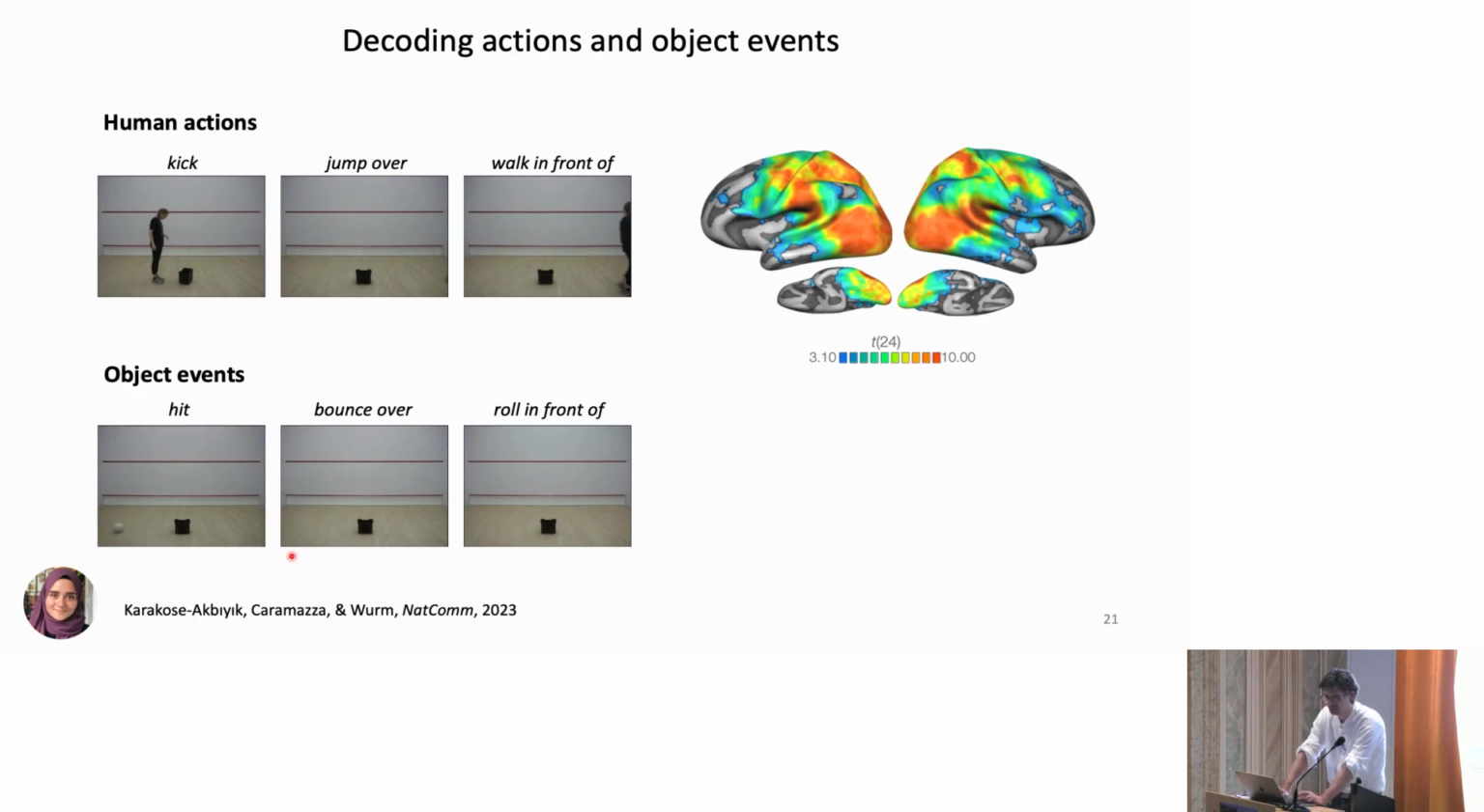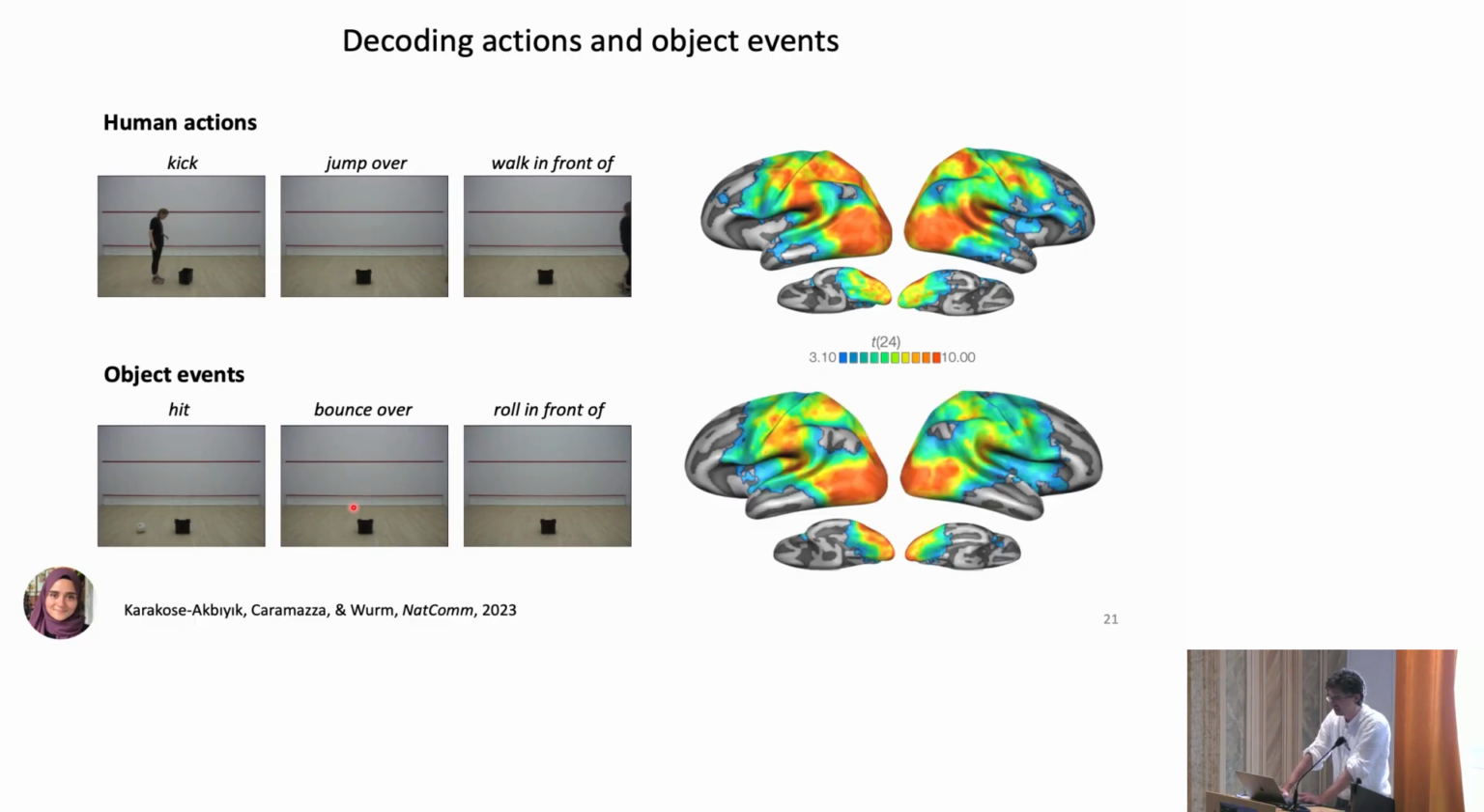This we compared now with the decoding of object events. For example, a ball hitting against a box, or bouncing over it, or just rolling in front of the box. Now, importantly, these object events are structurally matching the human actions. So there's the same kind of interaction or spatial relation between the moving entity and the box. And as you can see, the three events can be decoded in the same action observation network.